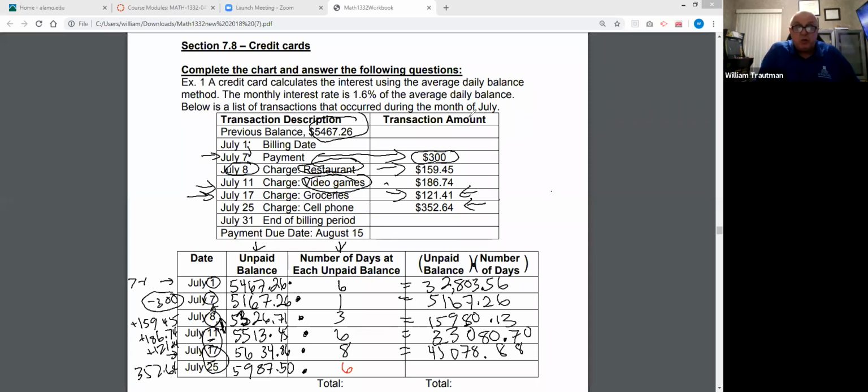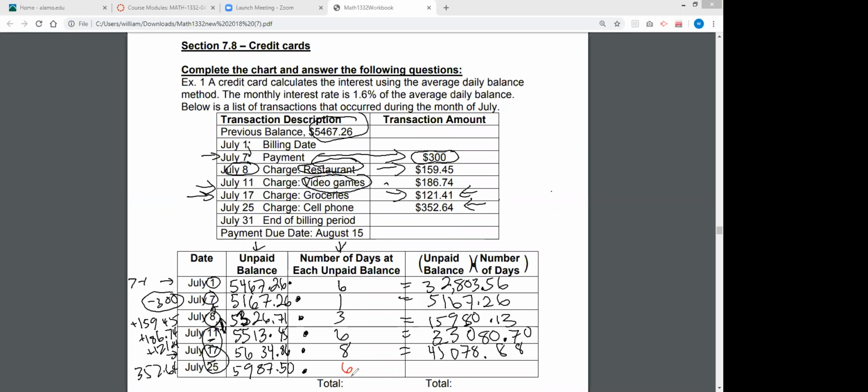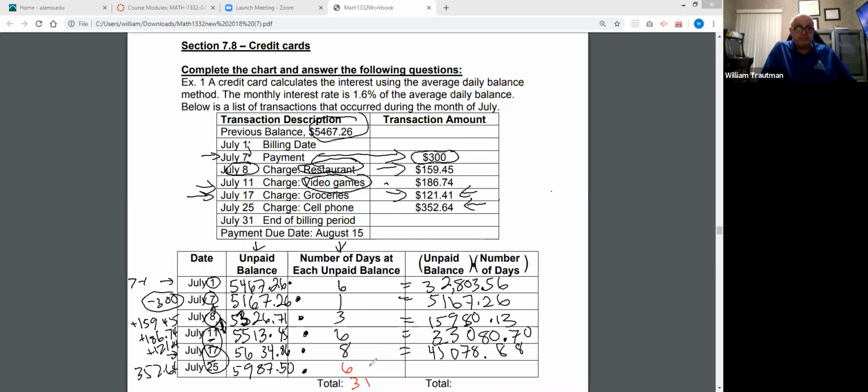But let's add up all these days. 6 plus 1 plus 3 plus 6 plus 8 plus 6. Somebody tell me what they all add up to. 30. Yes. However, there are 31 days in July from the 1st to the 31st. What you have to do with the last number, you always have to add 1 to it when you subtract it, because when you subtract it, you're missing one of the numbers.